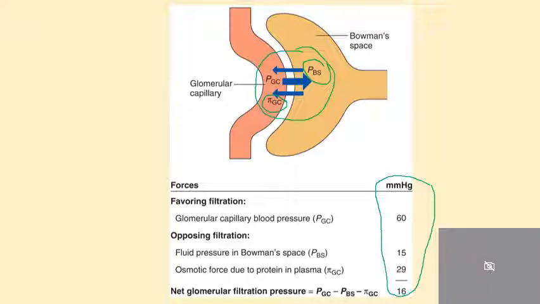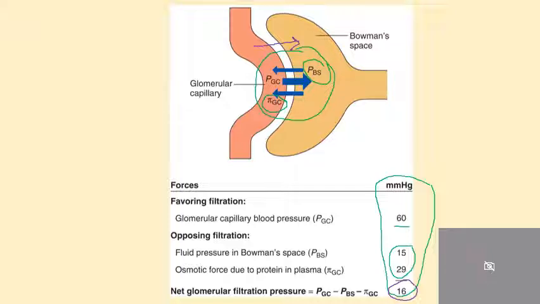Down here, we can take typical values expressed in millimeters of mercury. We take the major force that promotes filtration, 60 millimeters of mercury, and we subtract from that 60 the values of the two forces that retard or inhibit filtration, and we come up with a net filtration pressure of 16 millimeters of mercury. That's a positive value, and it indicates that water and solutes are always going to move out of the blood and into Bowman's space.